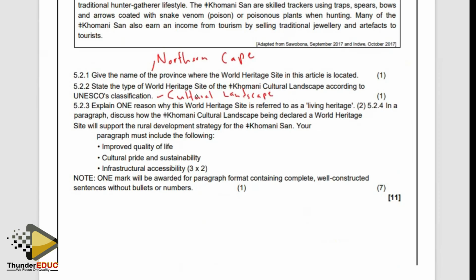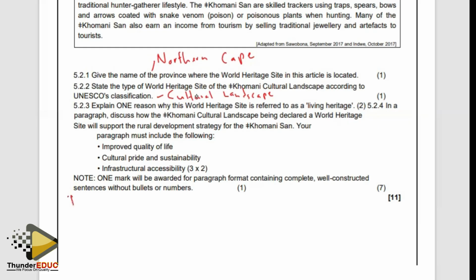Then explain one reason why this World Heritage Site is referred to as a living heritage site. In a paragraph, discuss how the Komani landscape being declared a World Heritage Site will support the development strategy for the Komani. Your paragraph must include improved quality of life, cultural pride, and sustainability.